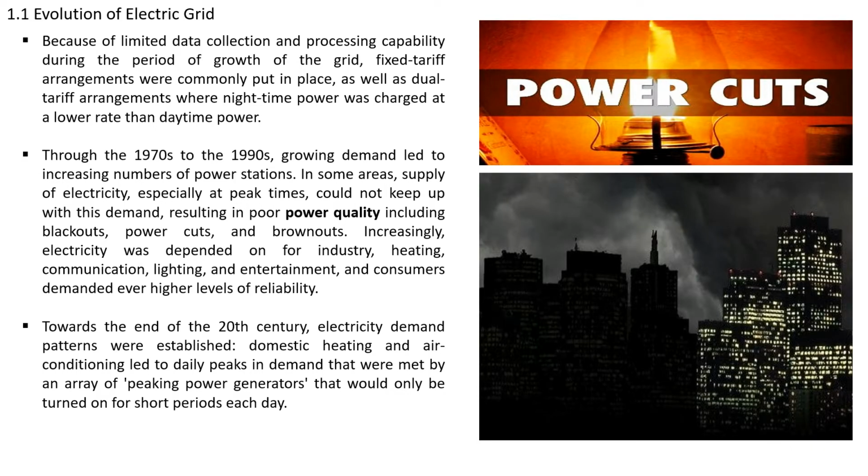If any fault came, due to the electromechanical systems, the response would be very slow, and the chance of blackouts and power outages was very common in the 1970s to 1990s. Towards the end of the 20th century, electricity demand patterns were established. Domestic heating and air conditioning led to daily peaks in demand that were met by an array of peaking power generation that would only be turned on for short periods each day.